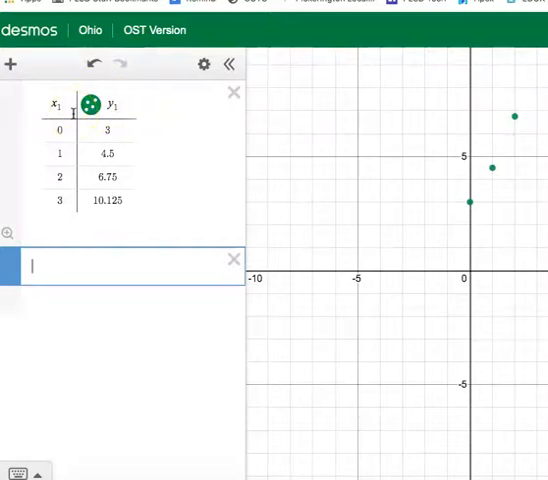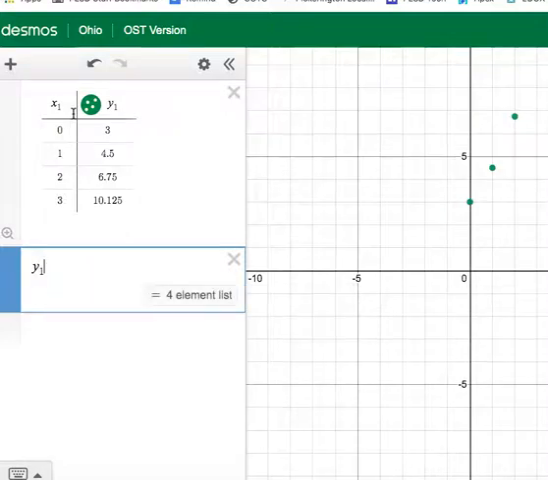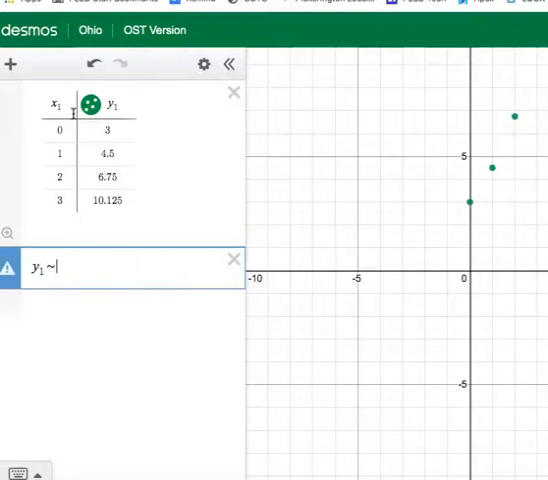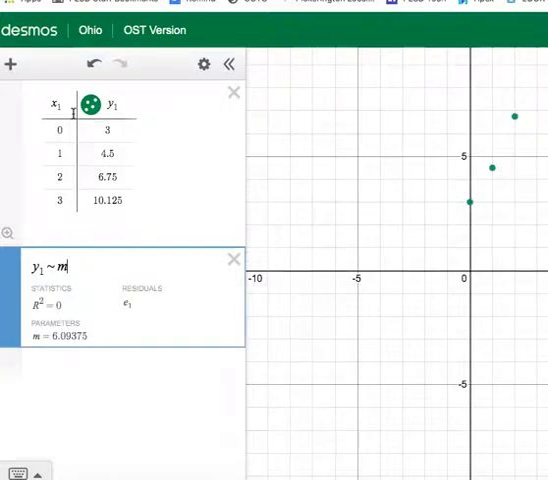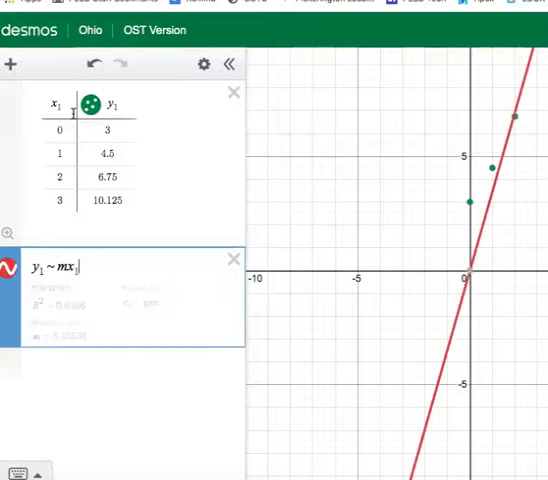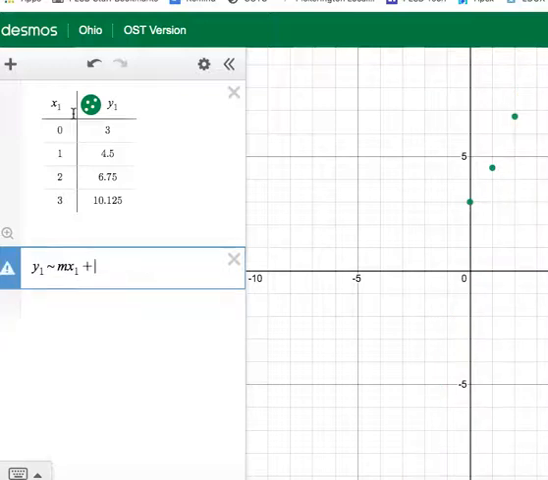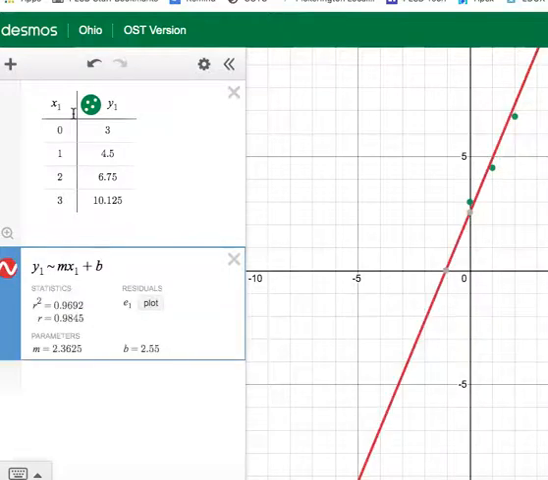So we do y1, and all you have to do is type y and then 1. It automatically makes it the subscript for you. Then press shift and hold down the key to get the tilde. And then we do m, x, and then again, just type the 1 right after. It'll automatically make it a subscript. Then hit shift to get the plus sign, and then b. And then it should give you exactly what you see here.